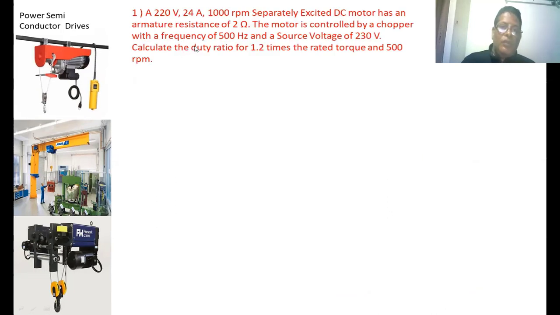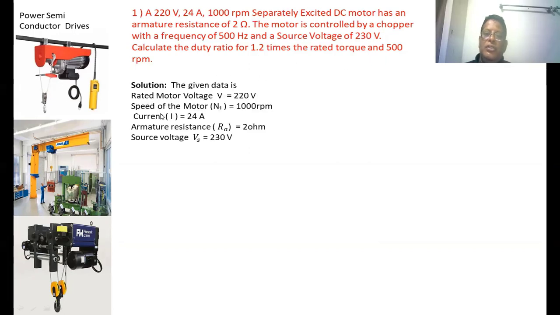A 220 volts, 24 amperes, 1000 RPM shunt motor has an armature resistance of 2 ohm. The motor is controlled by a chopper with a frequency of 500 Hz. The source voltage is 230 volts. Calculate the duty ratio for 1.2 times the rated torque and 500 RPM.